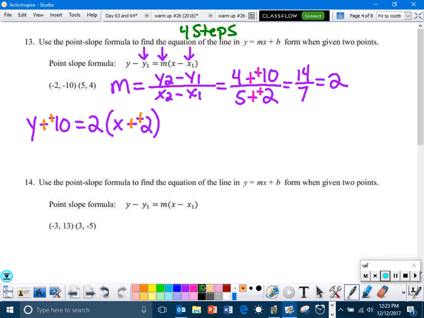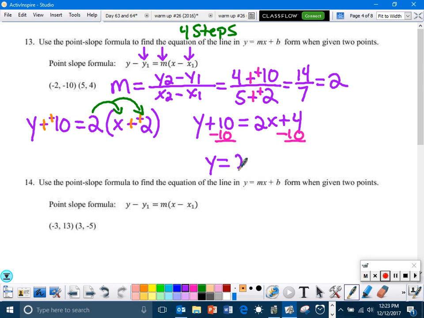Step 3, distribute. So now we have y plus 10 equals 2x plus 4. And the last step, subtract 10. And so our answer in slope-intercept form is y equals 2x minus 6.